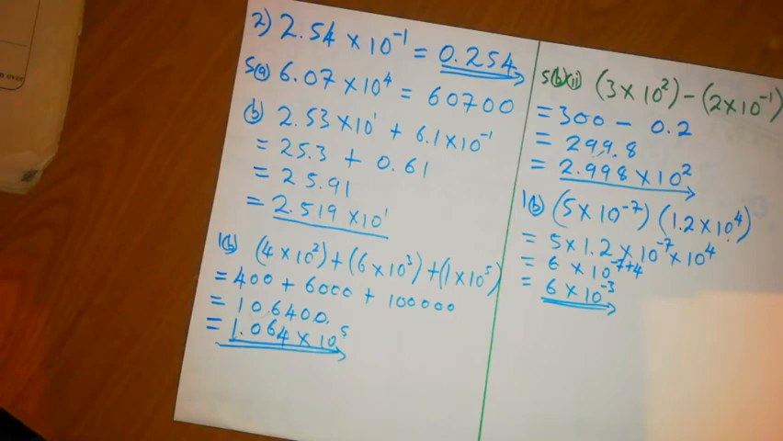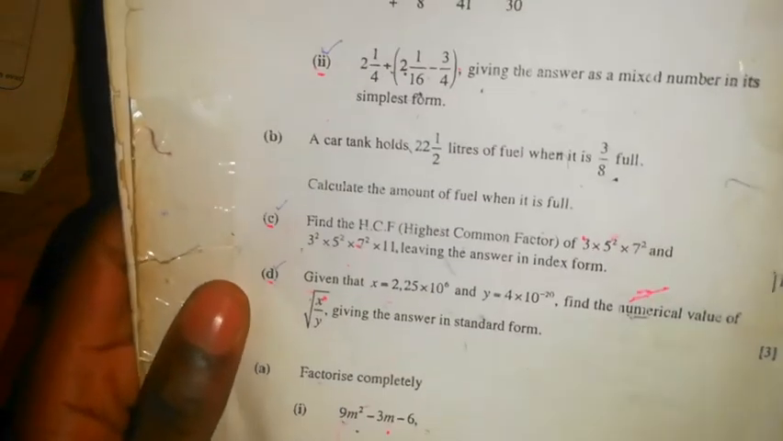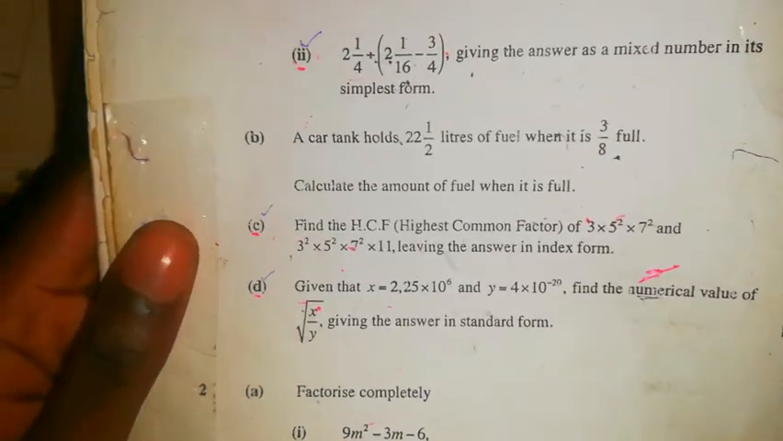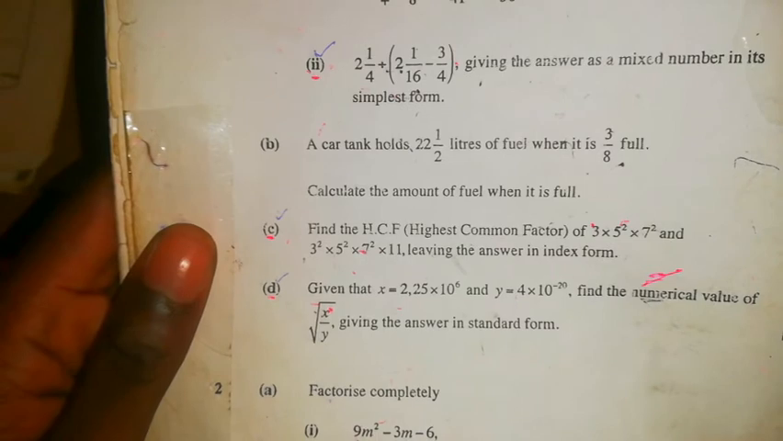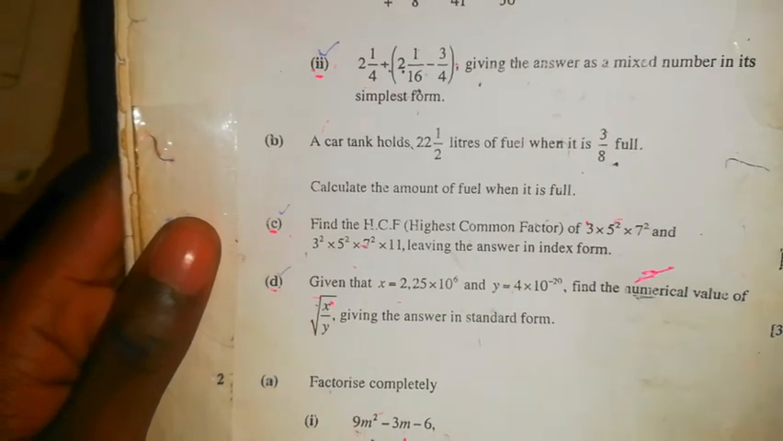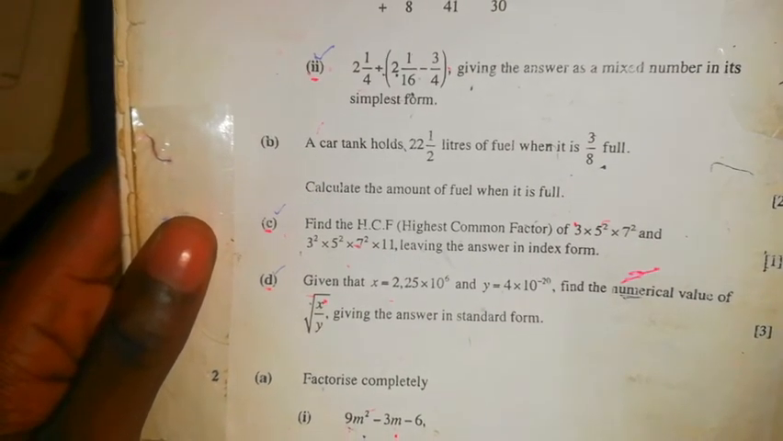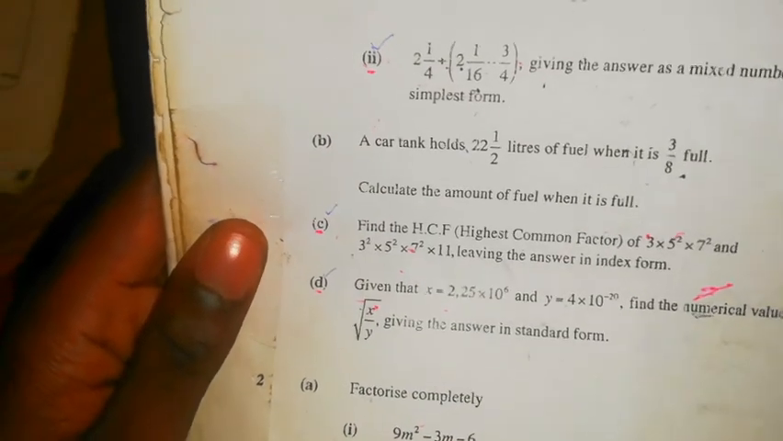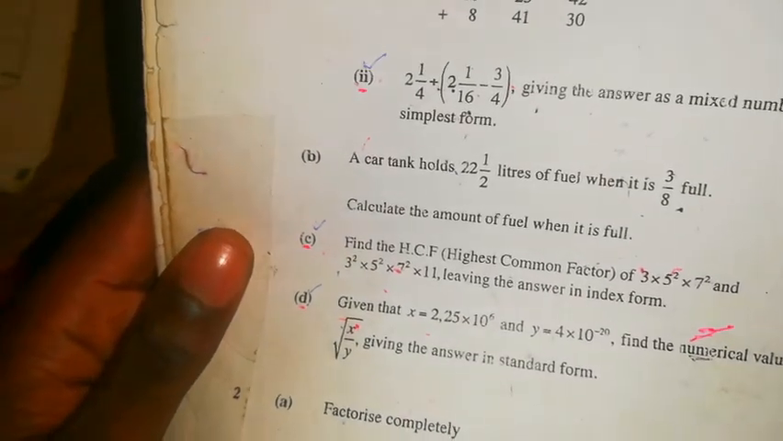So here is our question. The other question that I have is November 2014. That's a replacement paper. There's the question. Given that x equals 2.25 times 10 to the power 6 and y equals 4 times 10 to the power negative 2, find the numerical value of the square root of x over y. Let's try to solve that question and see.